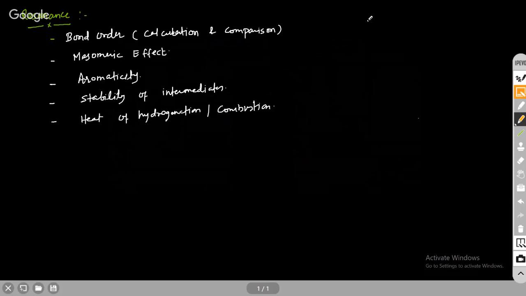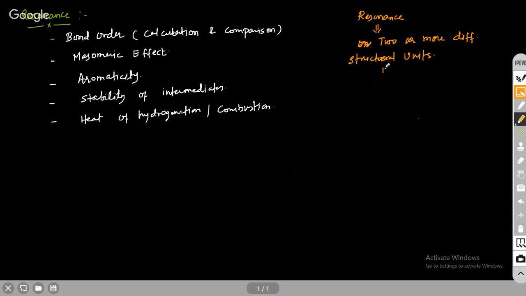Resonance is the phenomenon by which we can represent one particular molecule into one or more structural units. In short, I'll write down: because of resonance, we can represent a molecule into two or more different structural units. One molecule can be represented into two or more different structural units.